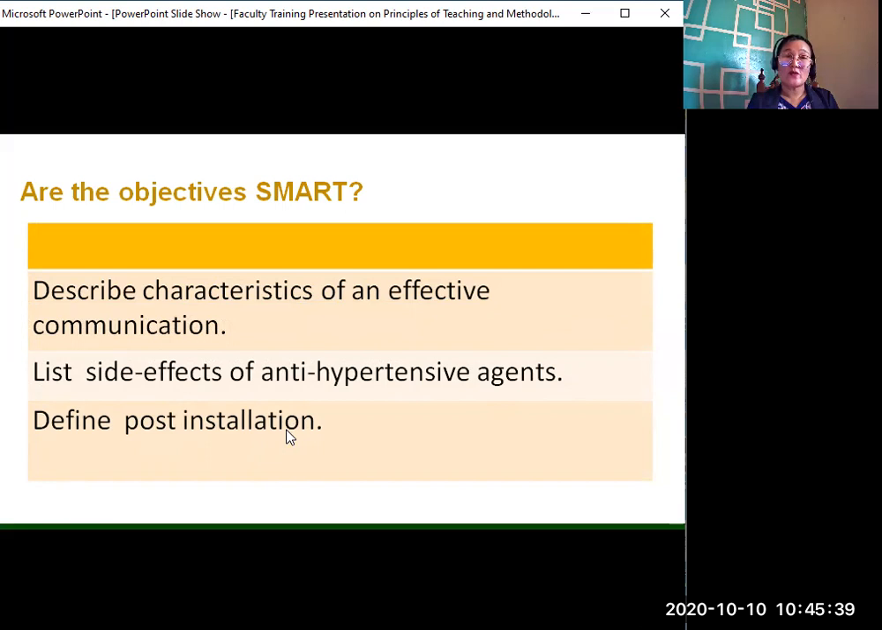Do they have the components of a description of observable behavior, the criterion for evaluating an acceptable performance, and the other important conditions that set limitations to make our objective more specific? Are they arranged in proper sequence, from simple to more complex requirements of thinking processes?